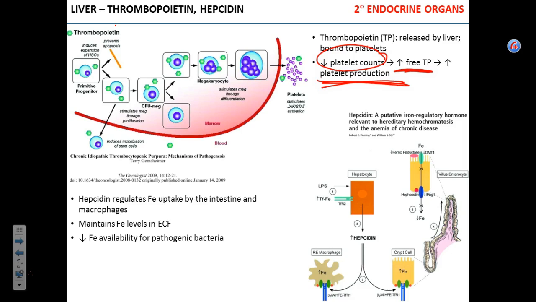Hepcidin regulates iron. Why is it so important? Iron is a critical nutrient for a lot of bacteria. If you reduce iron in the blood, you reduce the ability of microorganisms to grow in your blood. Does that make sense? So again, these are introductory.